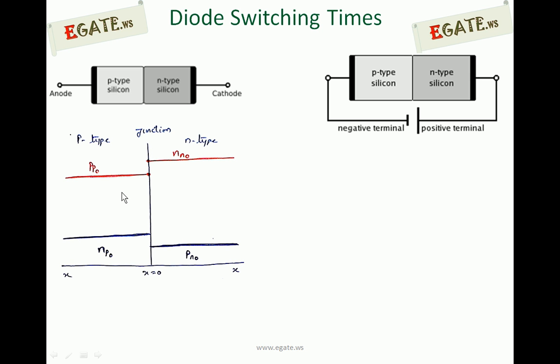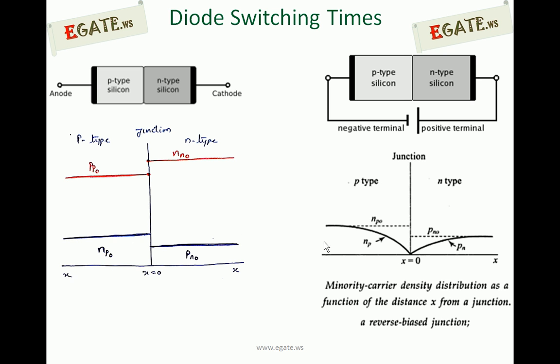Now we will concentrate only on minority carriers. They are contributing to the current under reverse bias. These are minority carriers np naught. They will be crossing the junction and going to the other side. Minority carrier holes in N type are also going to be attracted towards the other side. So near the junction they will be attracted away, so that there will be no charge carriers near the junction.